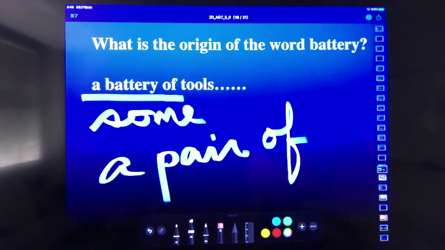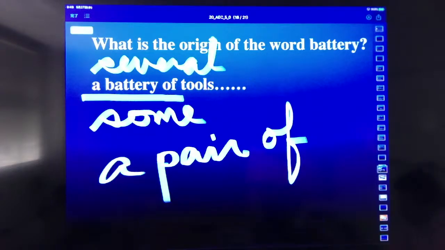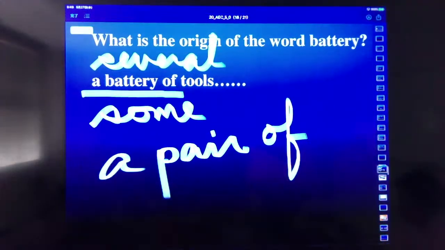Maybe a battery of similar tools, called a battery of some tools. Yeah, a pair of the same. You can use a battery here. A battery of tools. A battery of glasses.